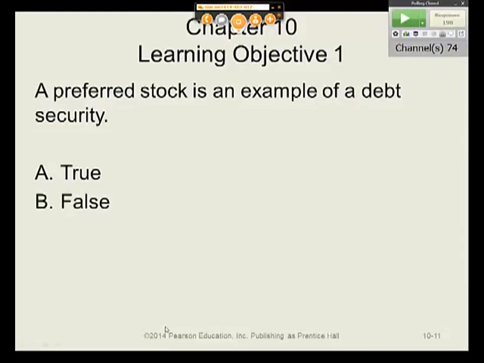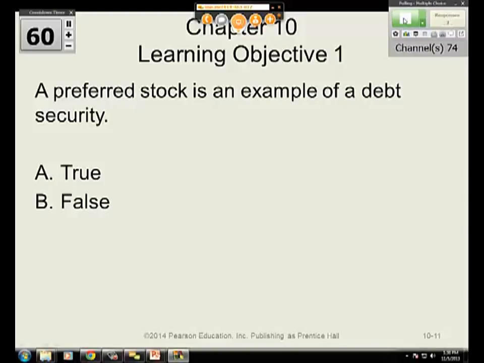All right, so here's the first one. A preferred stock is an example of a debt security. True or false, and then we're going to explain it. I'll explain it. Okay, these should be pretty easy. They're just definitional.